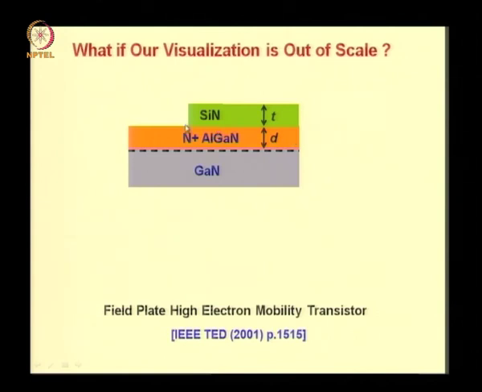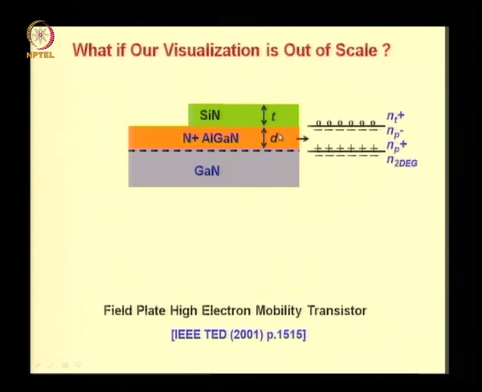Now if I want to put a field plate over here and model the effect of the field plate on the charge in this channel, I have to take into account the charge picture in aluminum gallium nitride as well, which looks something like this. It turns out that in the aluminum gallium nitride layer you have a polarization charge which is positive at the interface with gallium nitride and negative at the interface with silicon nitride. Then you have traps on the silicon nitride aluminum gallium nitride interface.